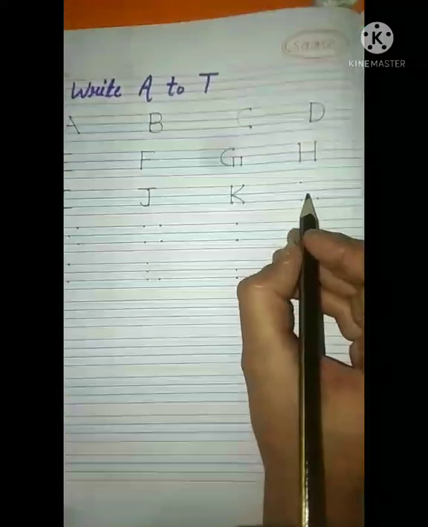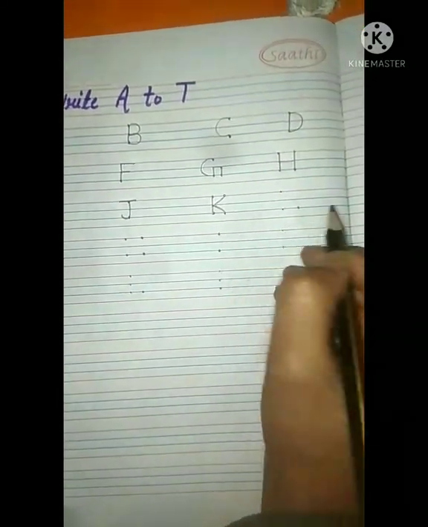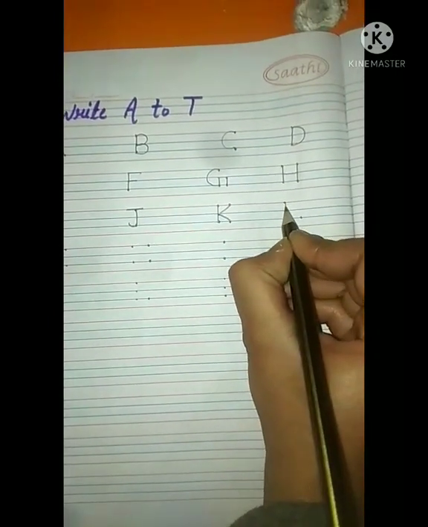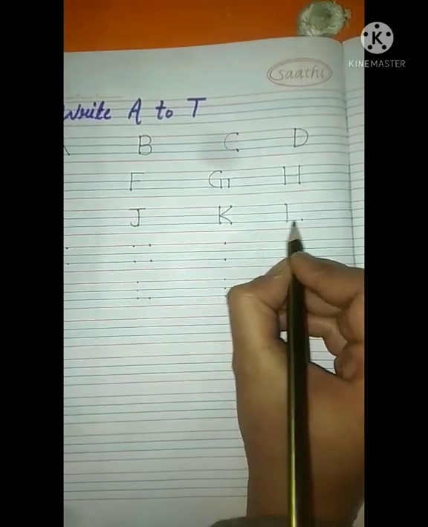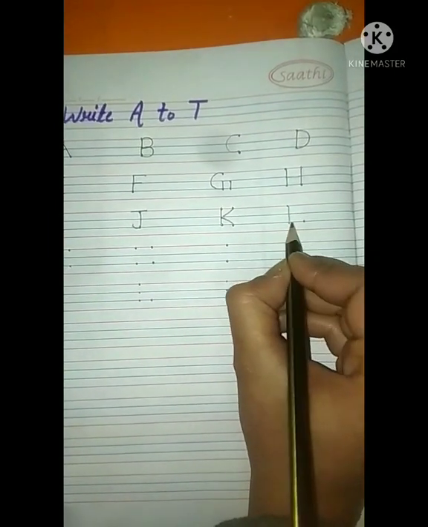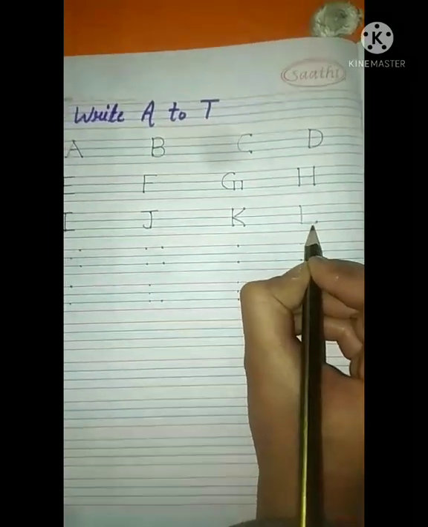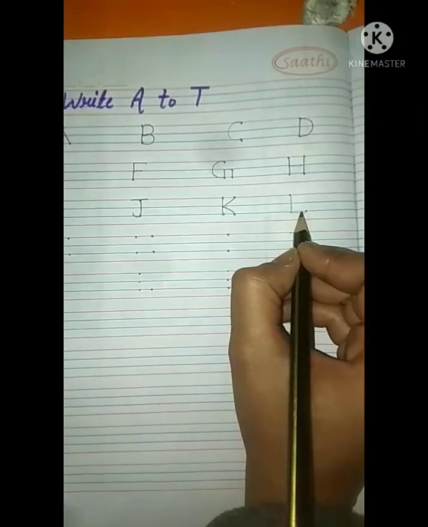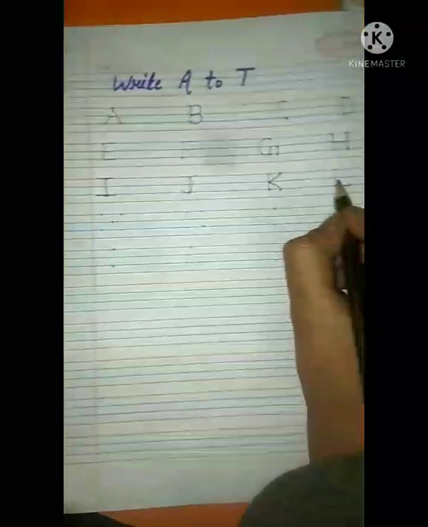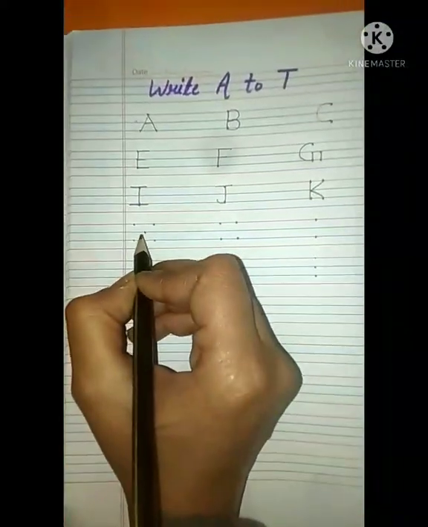Now this is letter L. So make first standing line from first dot to second dot like this and we will make sleeping line from this dot to this dot. This is letter L. L for lamp. Now come to the next line. What comes after L? M.